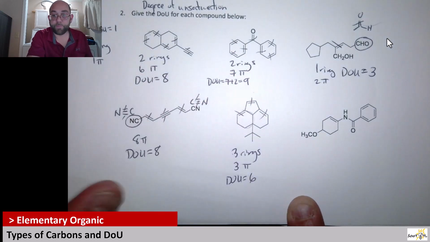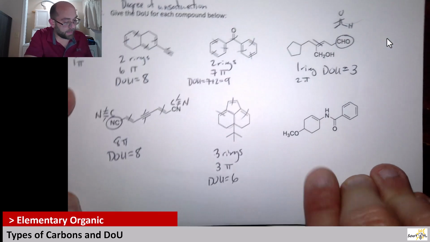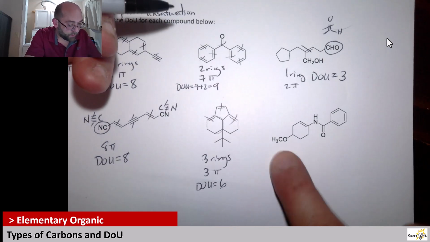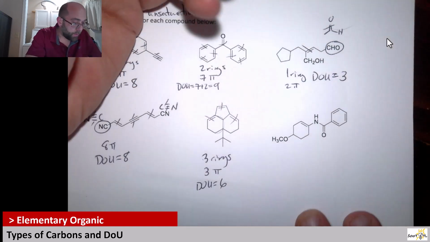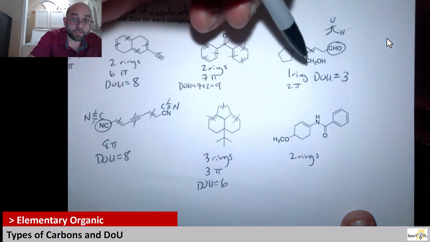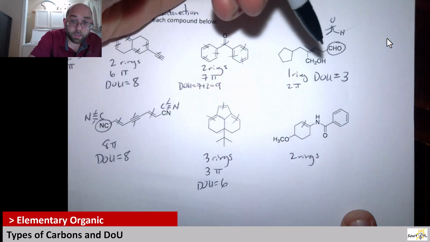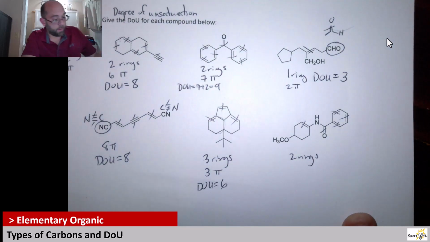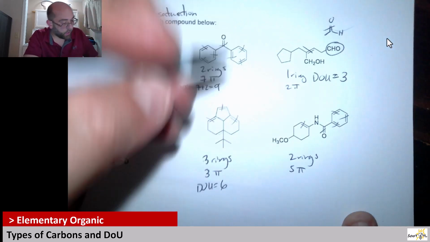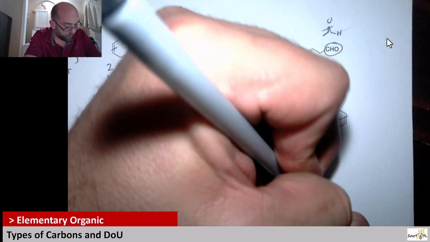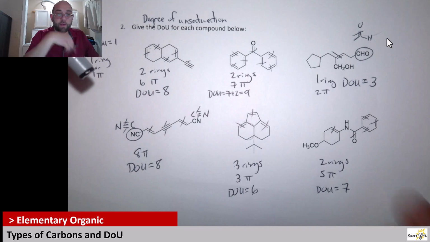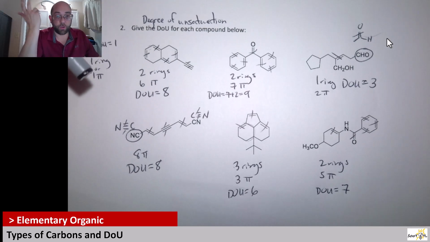3 plus 3. And then lastly, looking at this guy, that's just an ether functional group, so there's no pi bonds to worry about there. But this has 2 rings, and then for pi bonds, it's got 1, 2, 3, 4, 5. So it has 5 pi bonds also. That would be 5 plus 2, or a DOU of 7. So that's the quick and dirty way to get the degree of unsaturation, or the DOU.